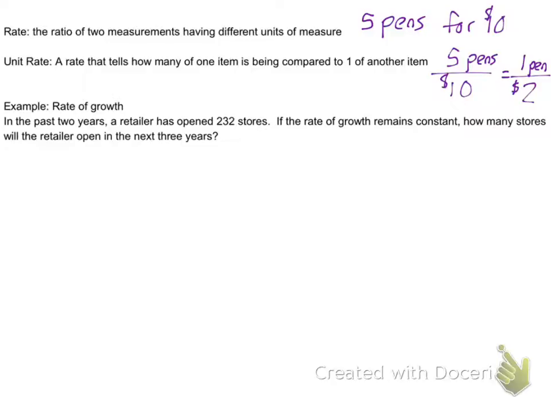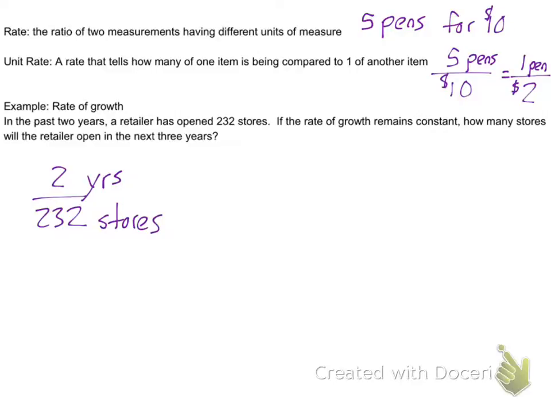It's the rate of growth. In the past 2 years, a retailer has opened 232 stores. If the rate of growth remains constant, how many stores will the retailer open in the next 3 years? So basically, I have to find a rate out of this. What's the rate? Someone other than Mike want to answer today? Okay, Parker says what? 232. What are my units on this? Because remember, rates should have units. 2 years over 232 stores.